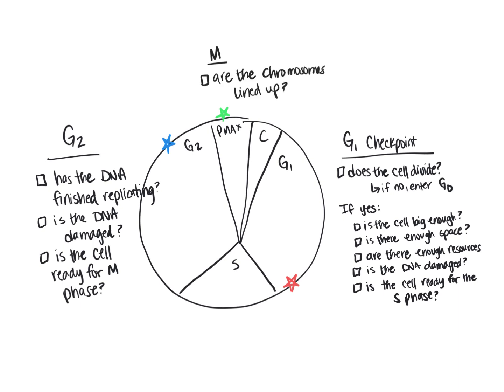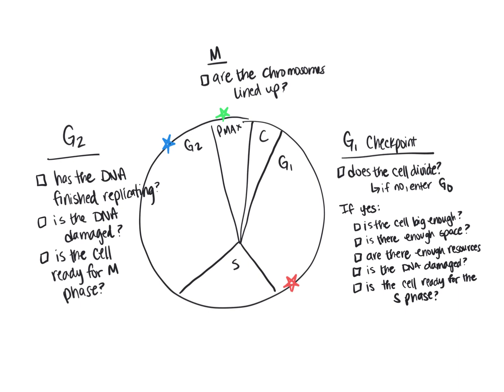The last checkpoint we're going to talk about is the M checkpoint. At the M checkpoint, the cell checks to make sure that the chromosomes are lined up. The M checkpoint is going to take place specifically at metaphase, and the cell will check to make sure that all the chromosomes have lined up in the center before moving on to anaphase, which is the next phase.